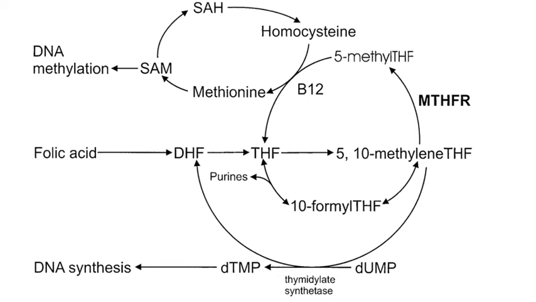When methylene tetrahydrofolate donates its methylene group to dUMP to produce dTMP, it is converted back to dihydrofolate, and it needs dihydrofolate reductase to be converted back to its active form again.